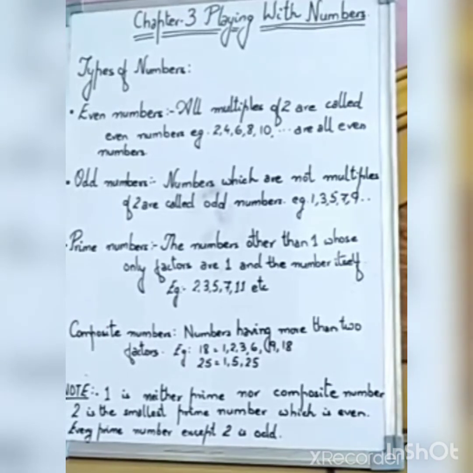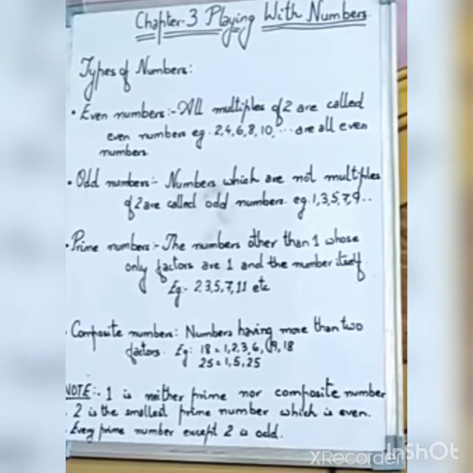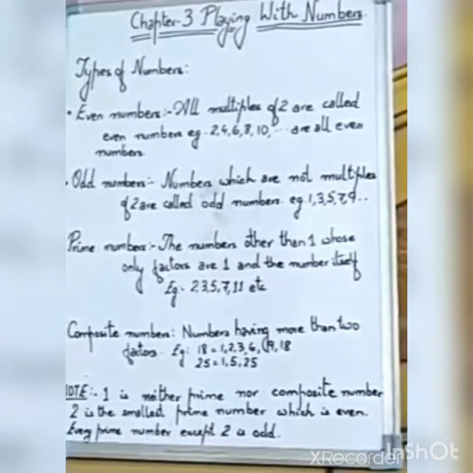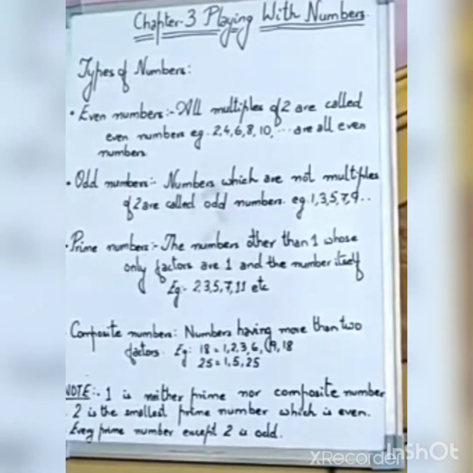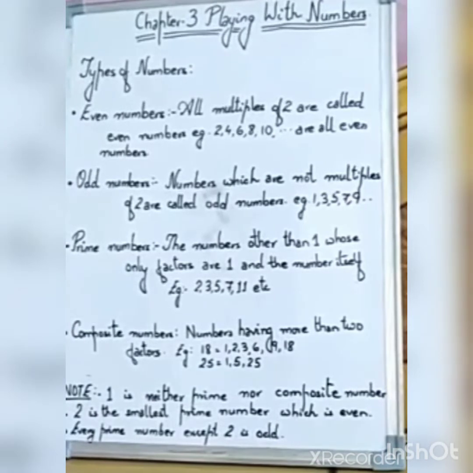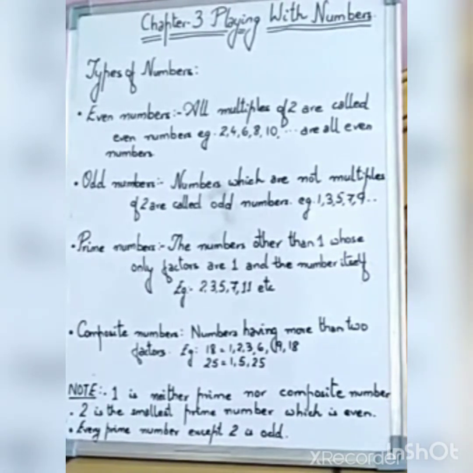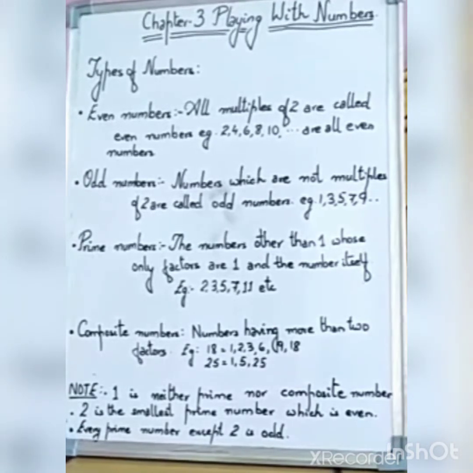Next are odd numbers. Numbers which are not the multiple of 2. Means when we divide that number by 2, it leaves the remainder 1. So those numbers are known as odd numbers, like 1, 3, 5, 7, 9. When we divide 9 by 2, it leaves the remainder 1. So 9 is an odd number.